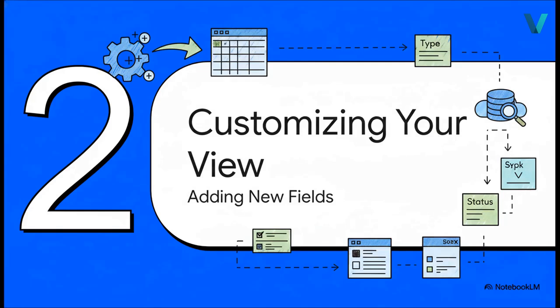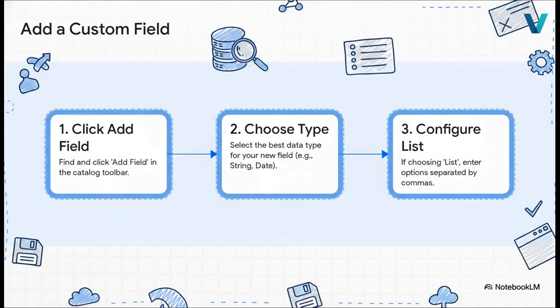Okay, let's get into something a little more powerful. Basic data is great and all, but the real value here comes when you start tailoring the catalog to your organization's specific needs. So let's talk about adding custom fields. The process is just as easy as adding data. You click Add Field in the toolbar. Now, the most important step here is choosing the correct data type. This is what decides what kind of information that field will accept. And here's a little pro tip for you. If you pick List, you can define your own drop-down options just by typing them out, separated by commas. It's an awesome way to standardize your data.